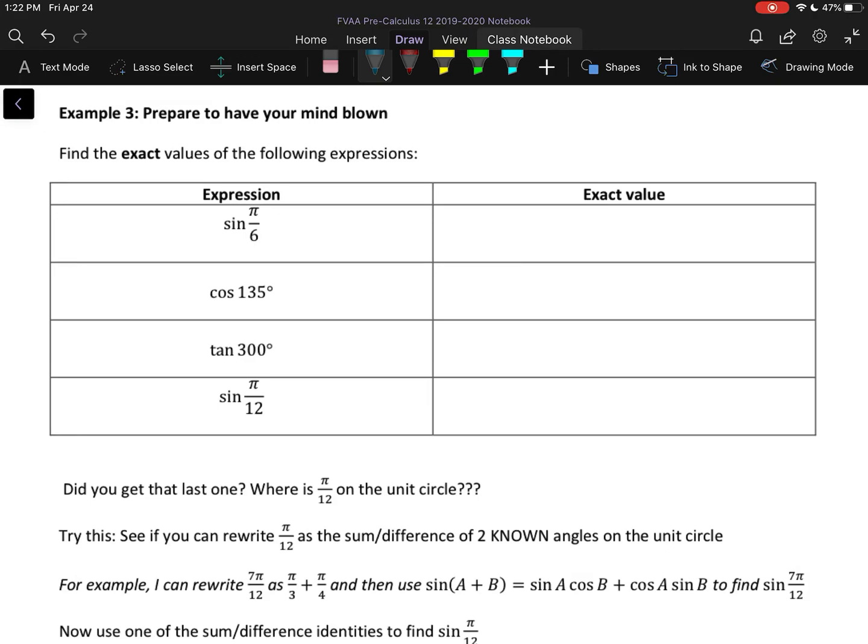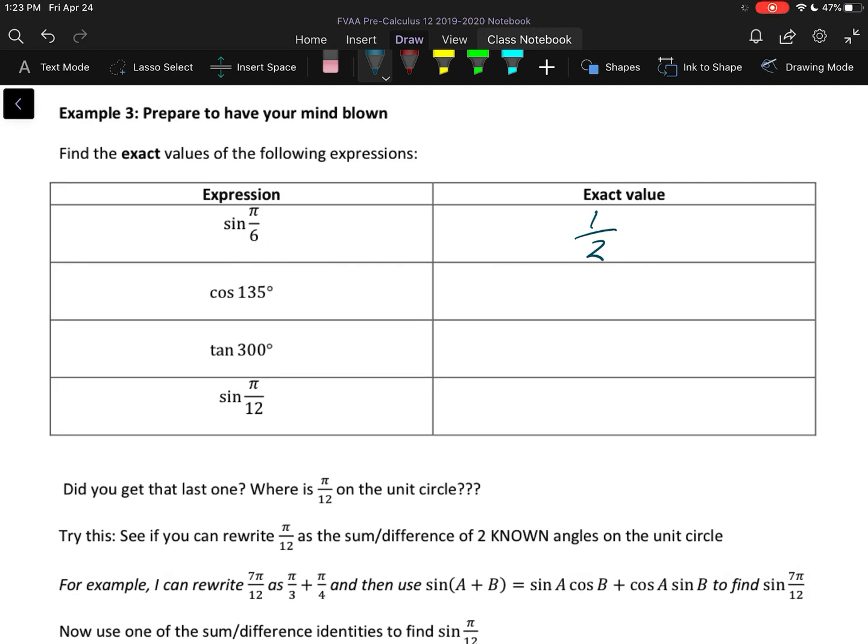So here, using our unit circle, we want to know the exact values of the following expressions. The expression sine pi over 6: at pi over 6, what is the y value? Look in your unit circle, you see the y value is 1 over 2. We've done the unit circle. You guys have it memorized, or you did.